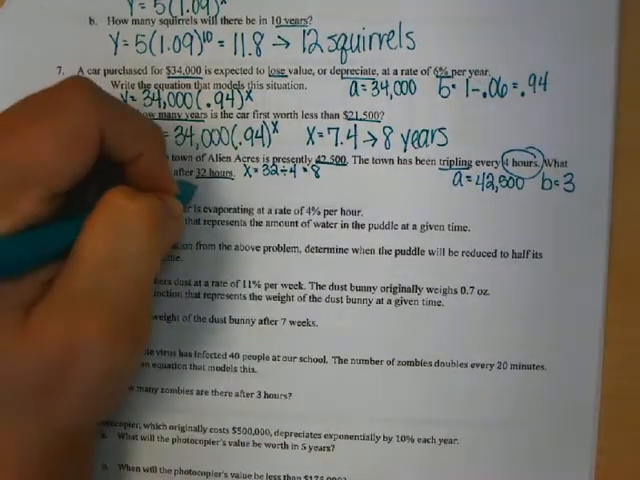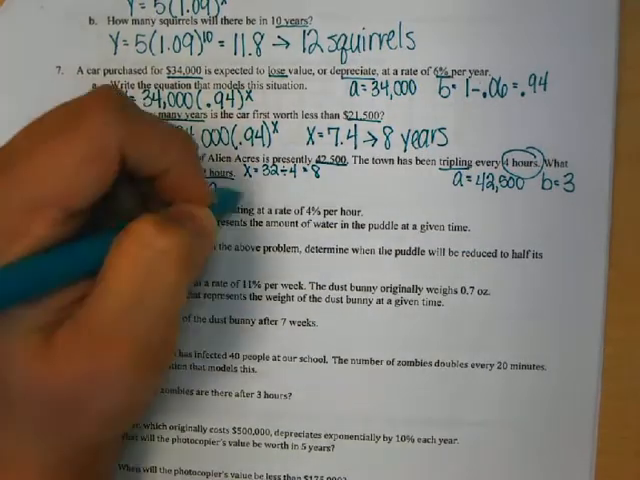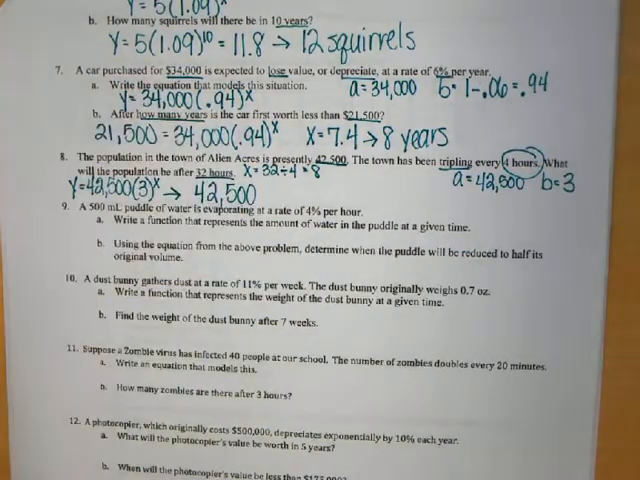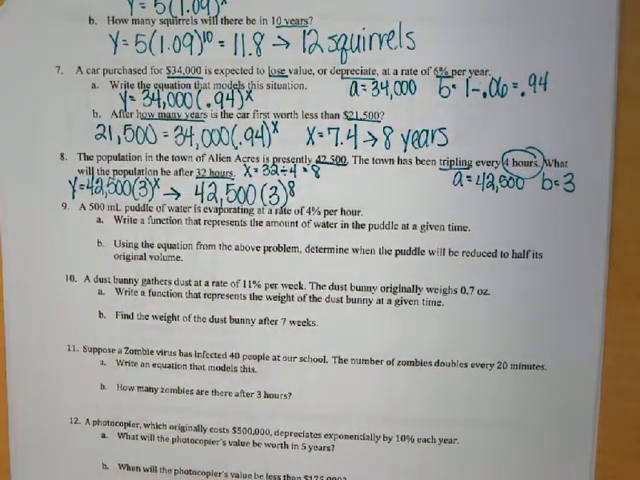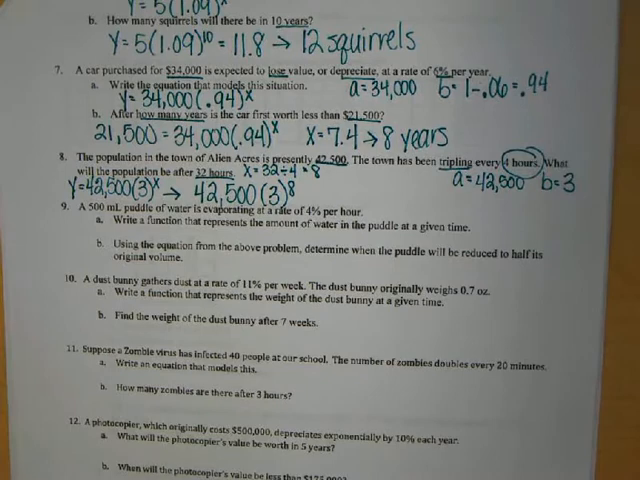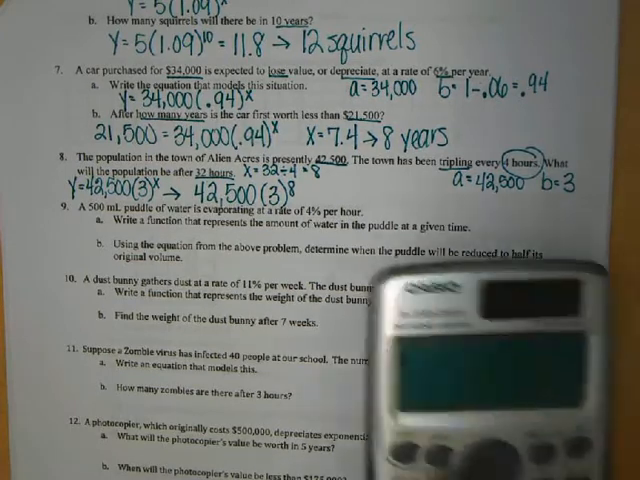So I've got 42,500 times 3 to the power of 8. And you can use either calculator. It doesn't matter.